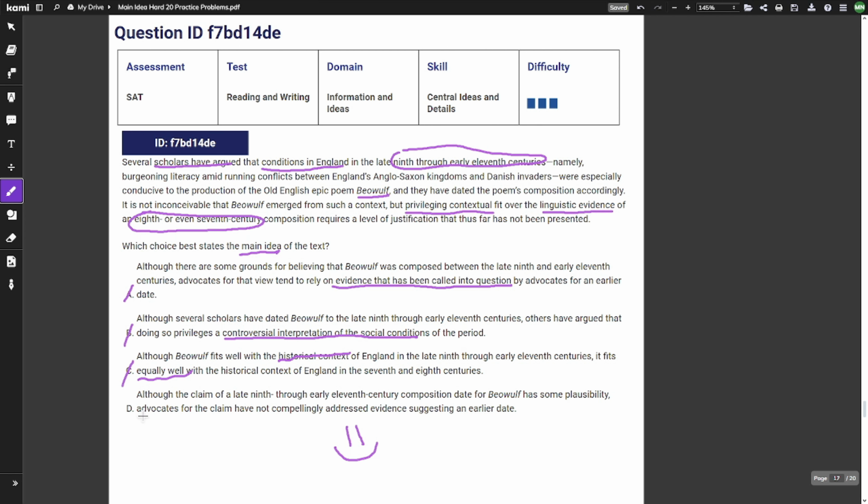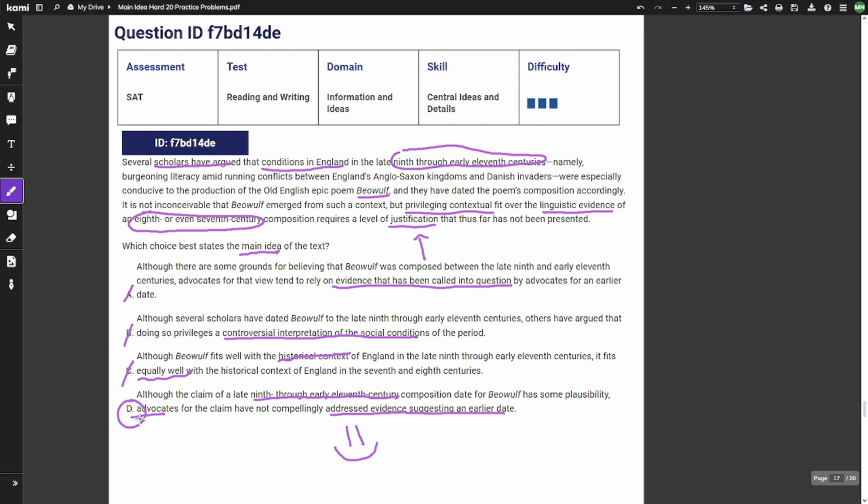And then D, it says that, hey look, it is pretty possible that this poem could have been written in the 9th through 11th century, but you still need to address other evidence that says that it could have been written earlier. And that is exactly what the text says right here, that they still need to justify their evidence a little more and justify why the evidence is better than this other piece of evidence. So the answer that makes the most sense is D.